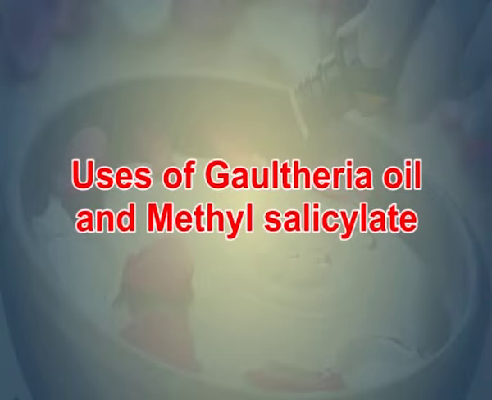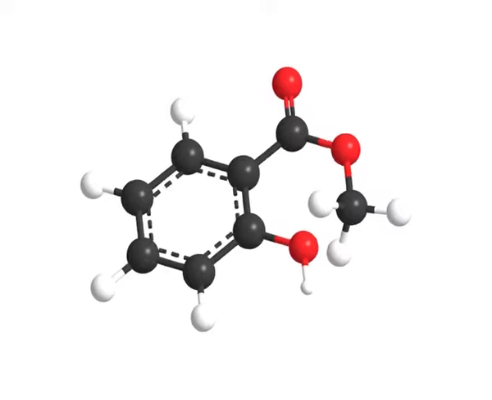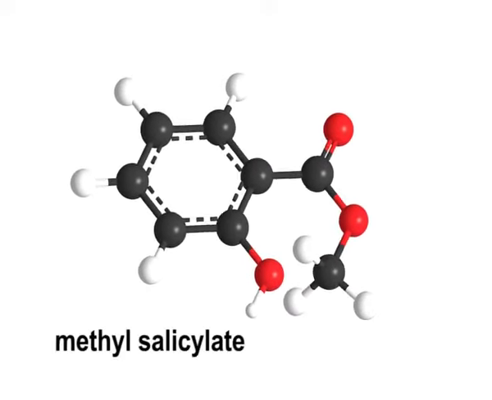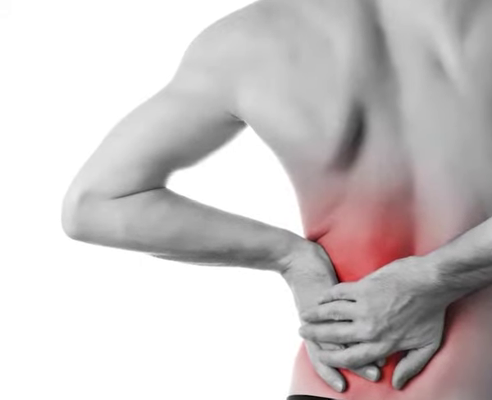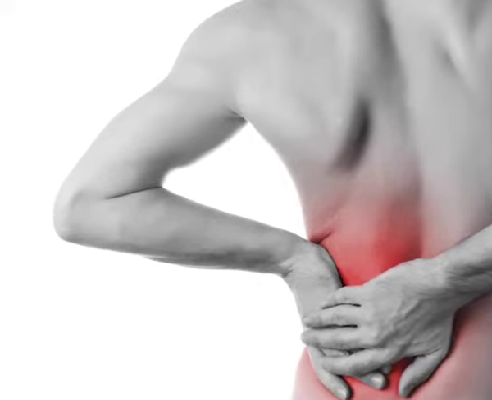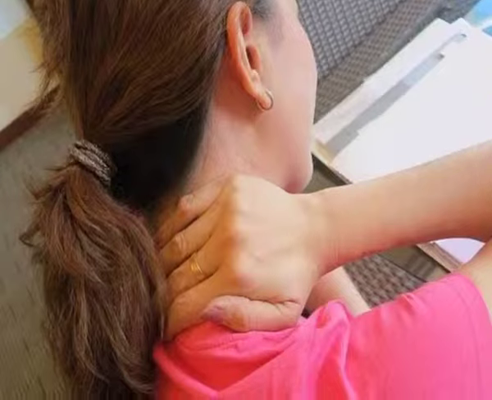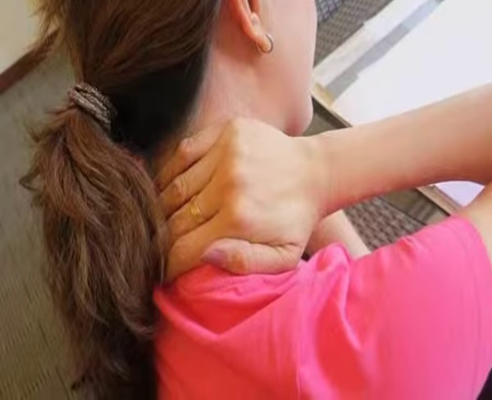Now, coming to the uses of Gaultheria oil and methyl salicylate, the biological action of the Gaultheria oil is mainly due to its methyl salicylate, which is found in the essential oil or volatile oil to a very, very high percentage. Absorption of methyl salicylate by the skin is very fast, and therefore it is used as a counter irritant. It is also used in the treatment of rheumatism for quick relief.